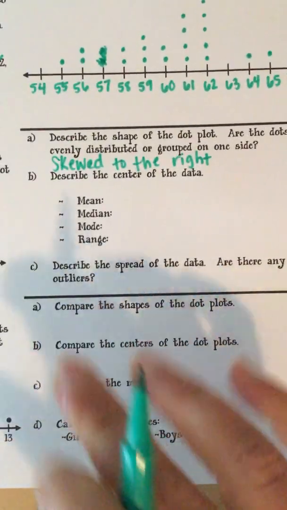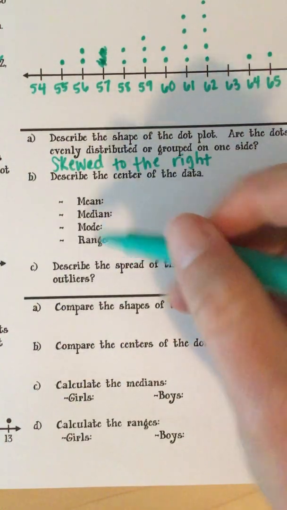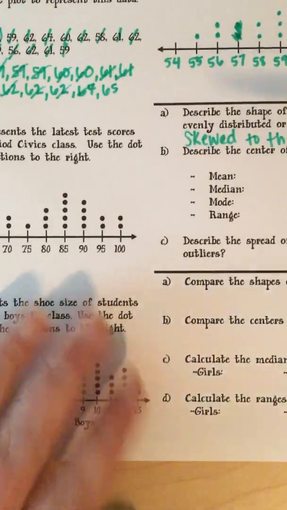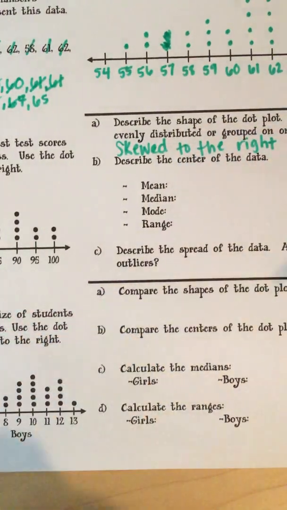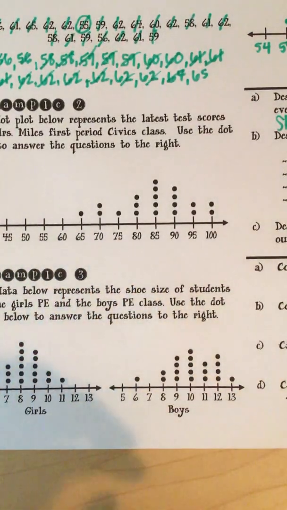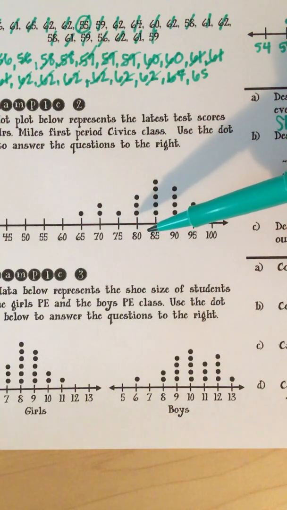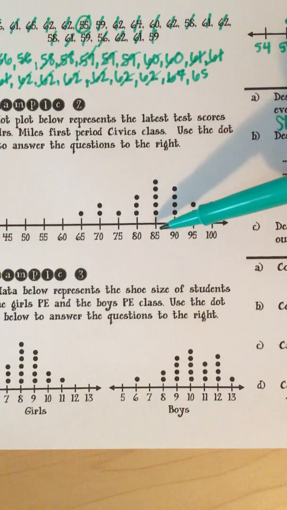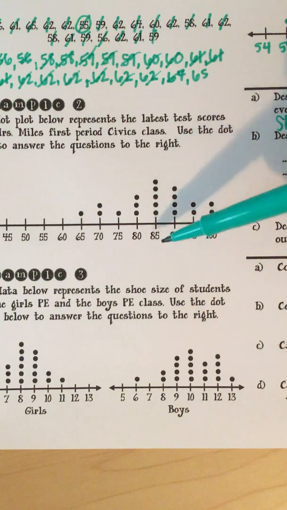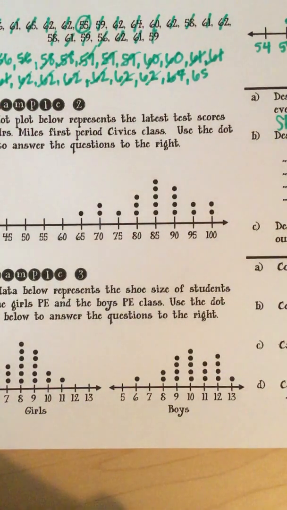All right, then it says describe the center of the data. So with this, you need to find the mean, the median, the mode, and the range. You can use a calculator for this, and you would add up your numbers. Now remember, when you have more than one dot above a number, that means that there are two 70s, three 80s, 5 85s, 4 90s, 4 95s, and two 100s. So I'm going to put this into my calculator real quick.